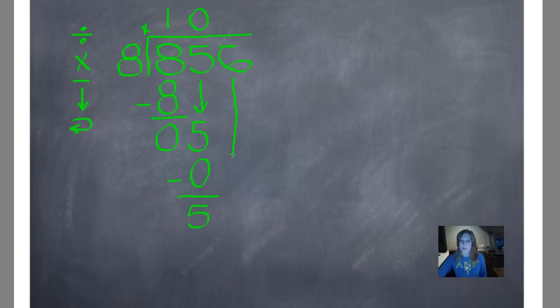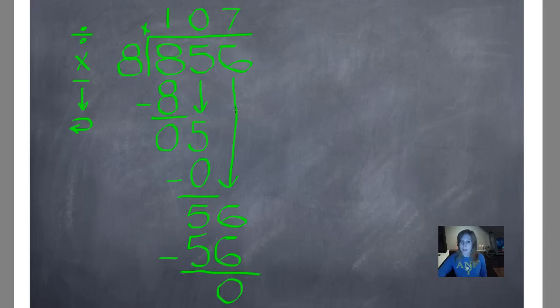Now I'm ready to bring down, on a very long elevator ride down, the 6 to that bottom room. 8 goes into 56. Let's see. 8 times 6 is 48. 8 times 7 is 56. That's it exactly. So I follow my bring down arrow straight back up and write my 7 right there. 8 times 7 is 56. Now I'm ready to subtract. 56 minus 56 is 0.